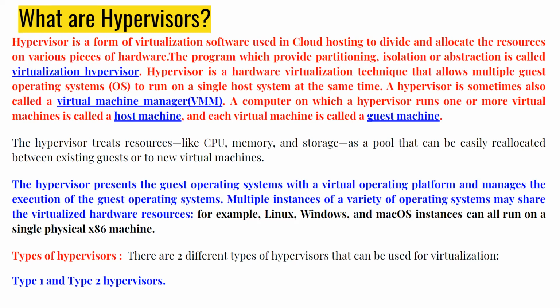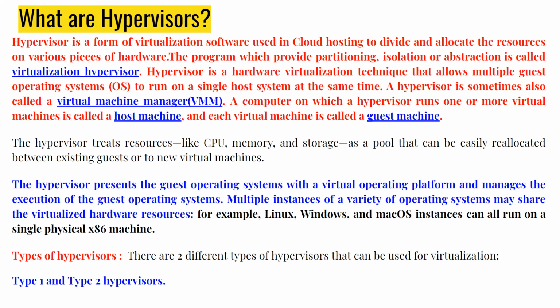The computer on which the hypervisor runs one or more virtual machines is usually called the host machine, because your actual execution starts from that host machine, from where you create the virtual services or platforms. Each virtual machine which is created using that host machine is called a guest machine.